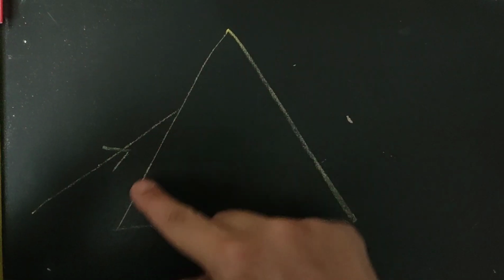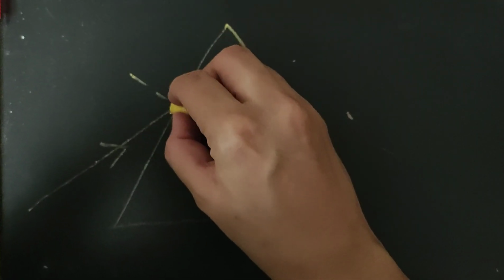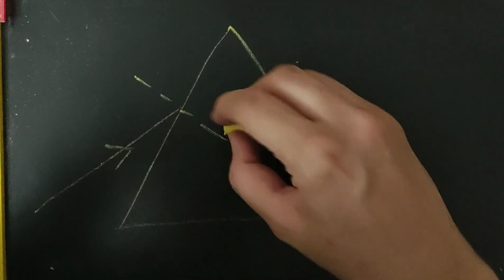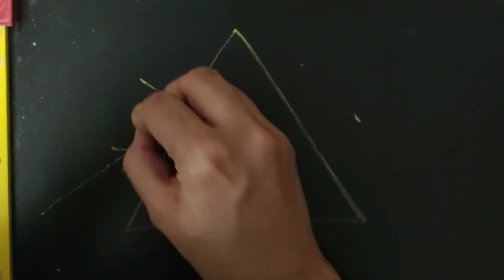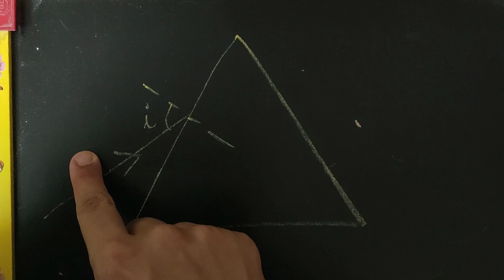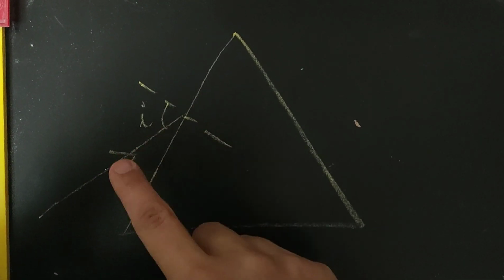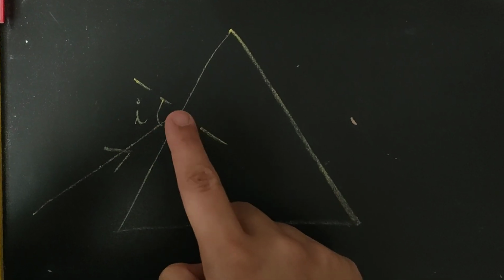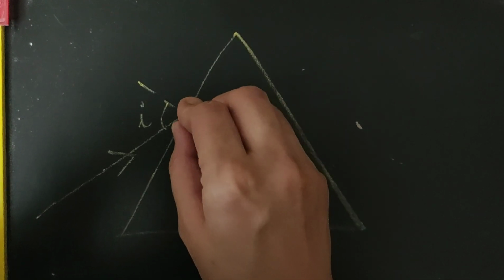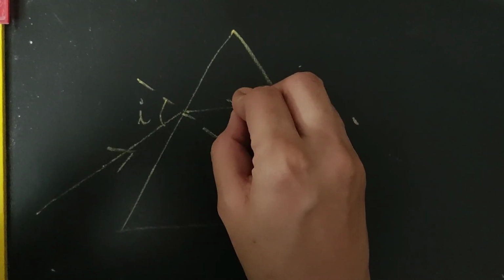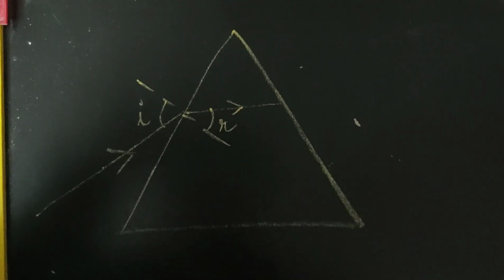Now this is striking this face of the prism at an angle of incidence which we can mark by dropping a normal on this face. So this is a normal on this face, this is 90 degree here. So this will be the angle of incidence. Now since the ray of light is going from a rarer medium to a denser medium, from air to glass, the light is going to bend towards the normal. So this is the normal, this is the incident ray, it will bend towards the normal. So something like this. This is the refracted ray and this is the angle of refraction.